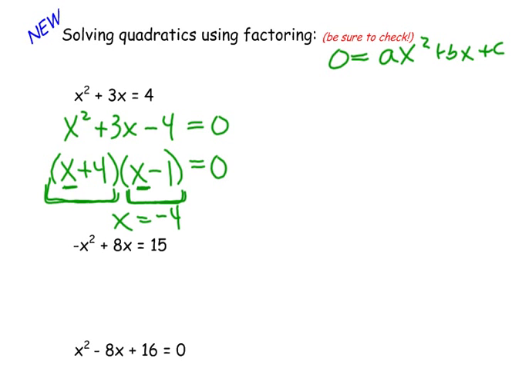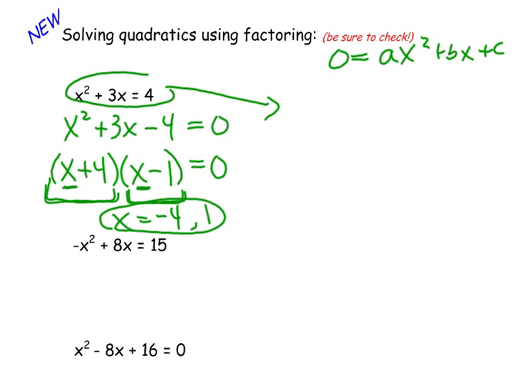And then what value of x can I plug in here that would make that 0? That would be positive 1. So x is equal to negative 4 and positive 1. If I plug those in and check, I'm going to take this right over here to do my check.